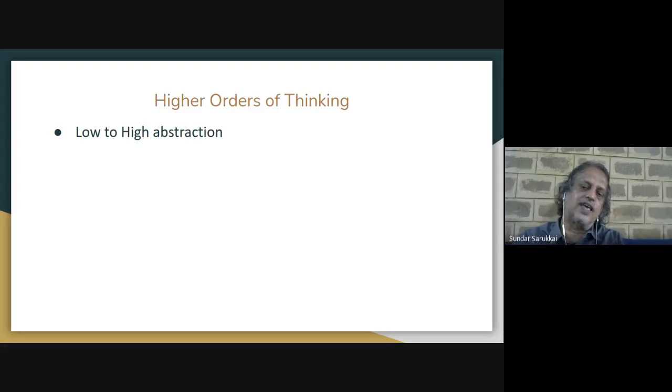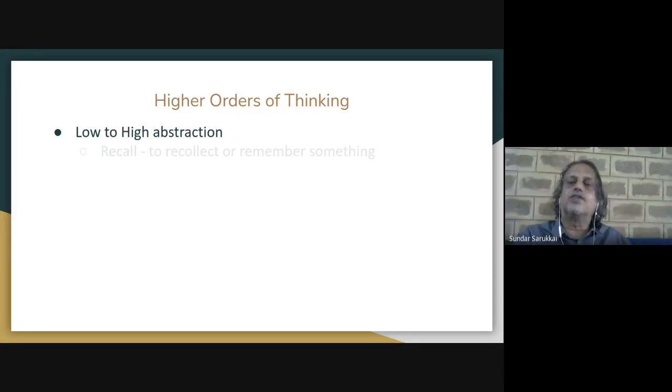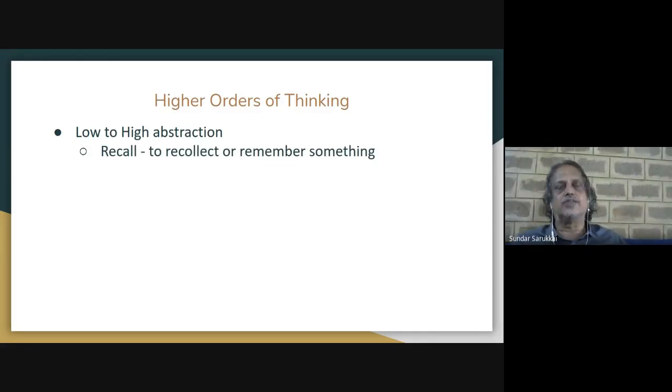Now, the higher orders of thinking point to the fact that when we think, there are certain types of thinking which are easy to do, and certain kinds of things which are far more difficult to do. And the difficulty and easiness is just from training. It's not about mental competence. If you are aware of this, and if you focus on teaching students these different types of thinking, you can actually train them to think in different orders of thinking. So this is Gerstein's typology, which I think is very useful for us.